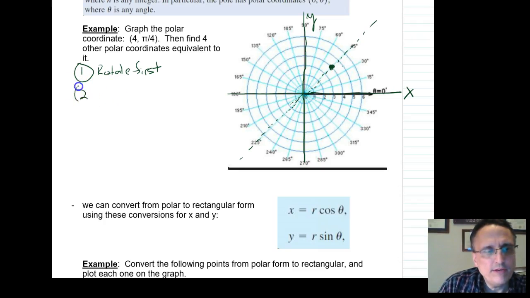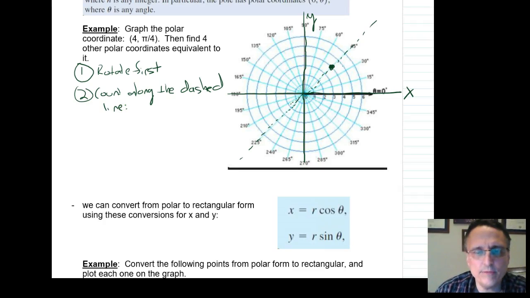So you rotate first and then you count along the dashed line that you've drawn. And that puts you at the polar coordinate point. One thing that I do want to mention here is what it means when you have a negative R value. Suppose that I wanted to plot -4, pi over 4. Well, I'm going to rotate first, and so I'm going to come along this dashed line.